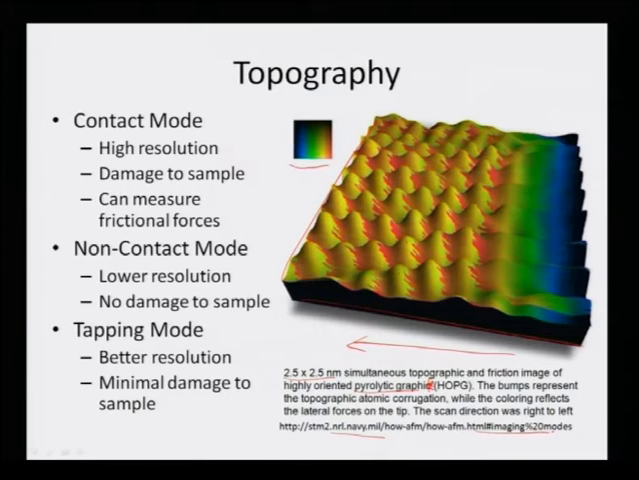So, this can be used for high resolution imaging in the contact mode. Contact mode leads to very good resolution images, but it can damage the sample and can also measure frictional forces. A non-contact mode gives lower resolution, but no damage to the sample. In tapping mode, as I said, the tip can be tapped, giving better resolution but minimal damage to the sample surface.